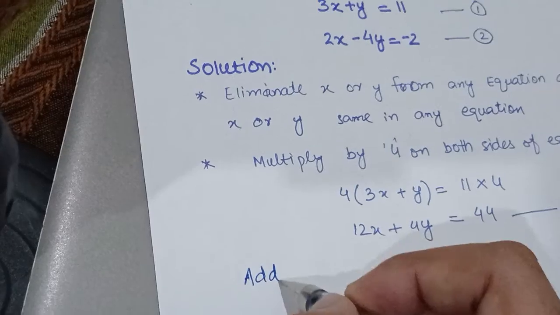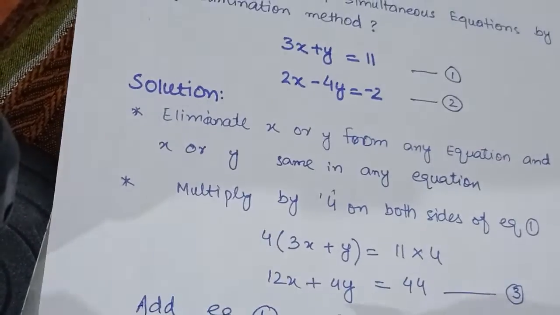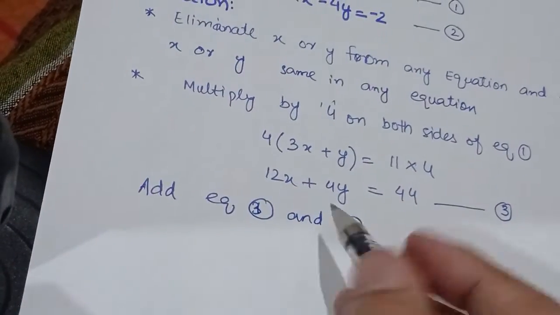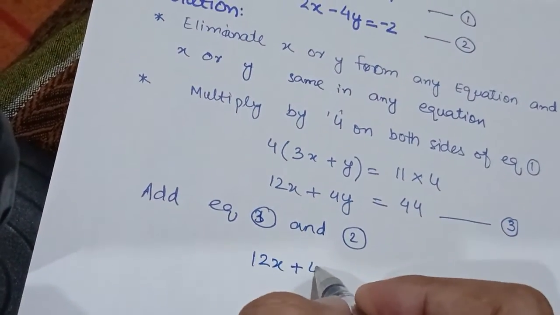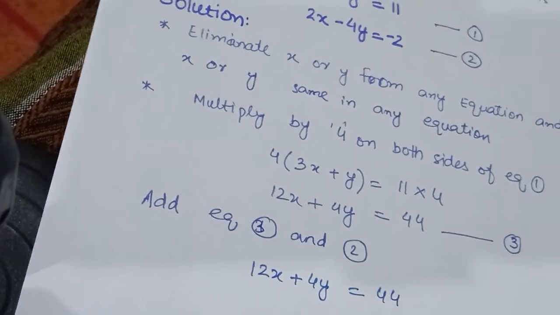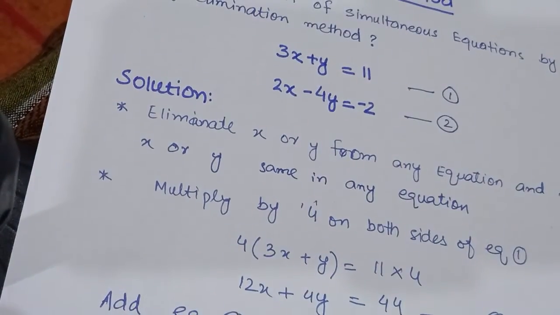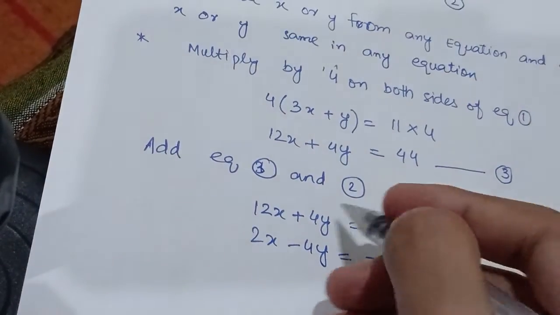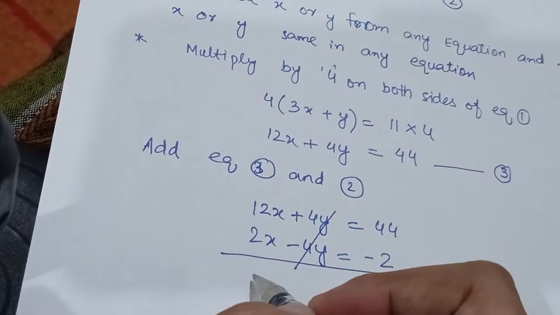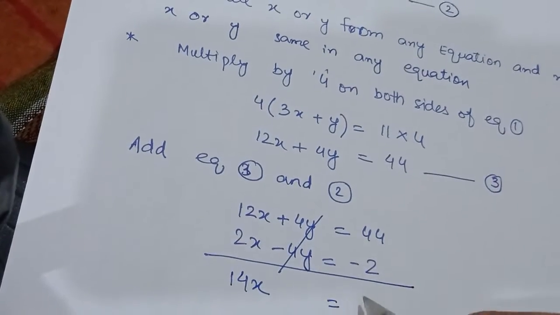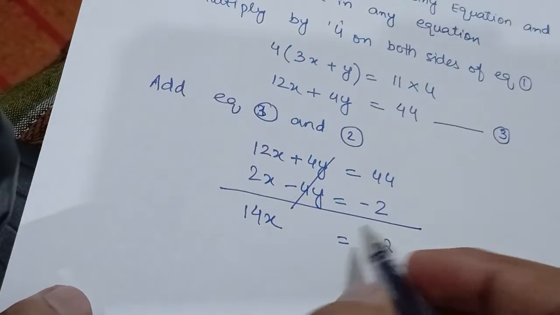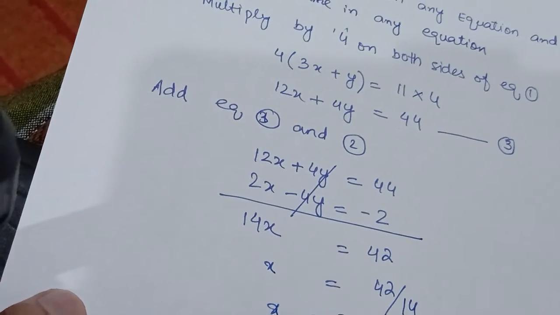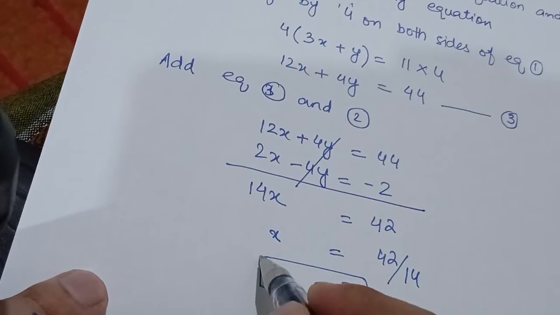So add equation number 3 and 2. Here you can see equation 3 is 12x plus 4y is equal to 44, and equation 2 is 2x minus 4y is equal to minus 2. If we cancel these two terms, this will become 14x and this will become 42. So x will become 42 divided by 14, x is equal to 3. So this is the solution of x.